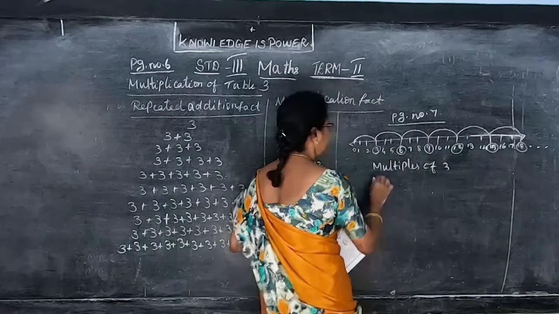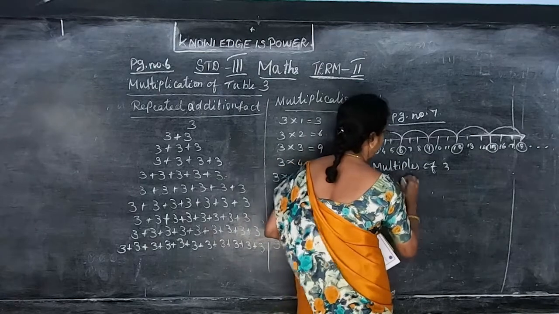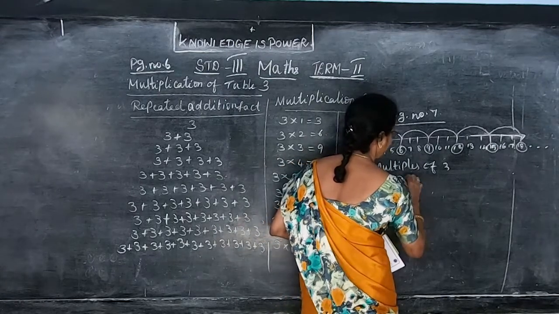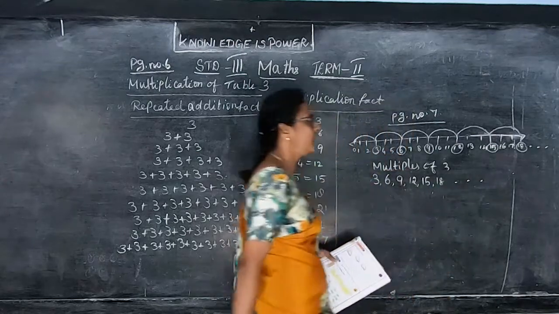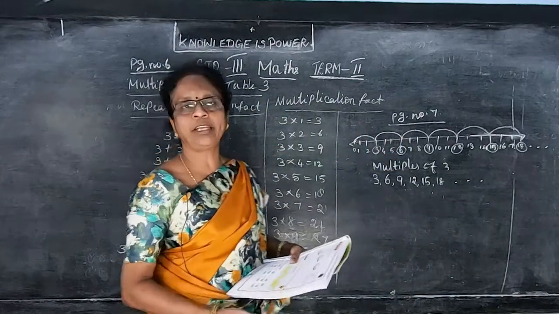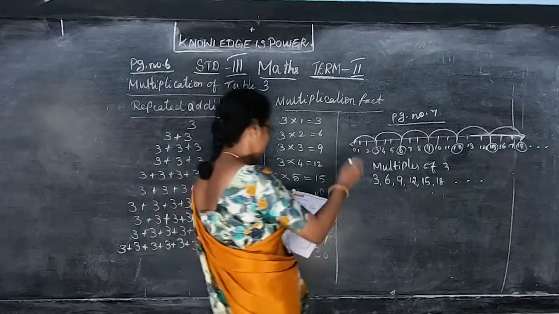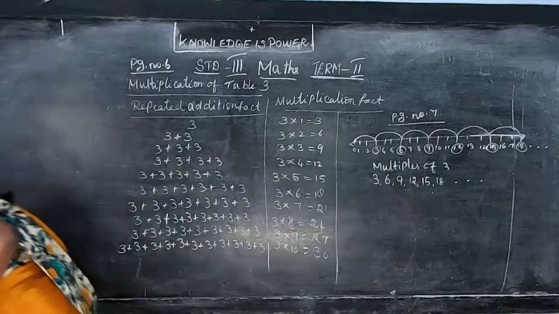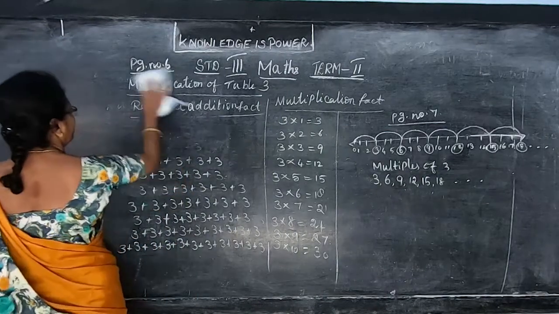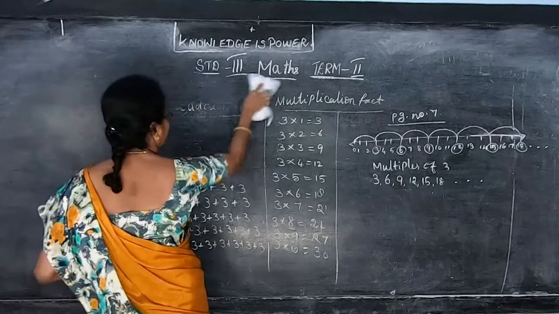So what are the numbers here under circled? 3, 6, 9, 12, 15, 18 and so on. So okay, if they ask to draw the number line for the multiples of 3, you have to draw like this. Then fill in the following boxes. Okay, fill in the following boxes. Same page only.